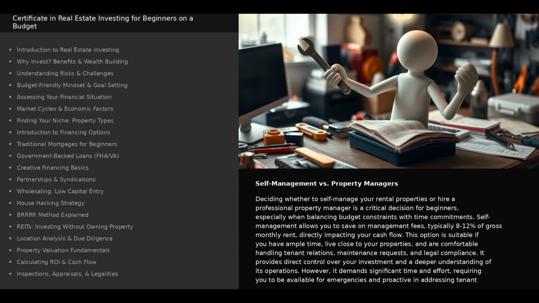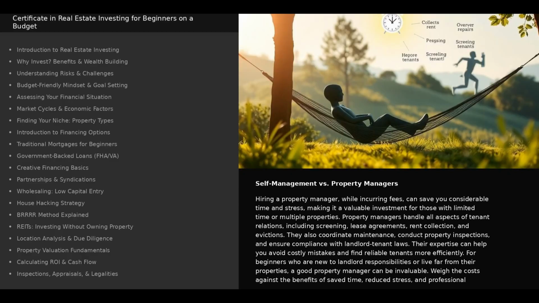However, it demands significant time and effort, requiring you to be available for emergencies and proactive in addressing tenant needs. For 1 or 2 properties, self-management can be a cost-effective choice. Hiring a property manager, while incurring fees, can save you considerable time and stress, making it a valuable investment for those with limited time or multiple properties.